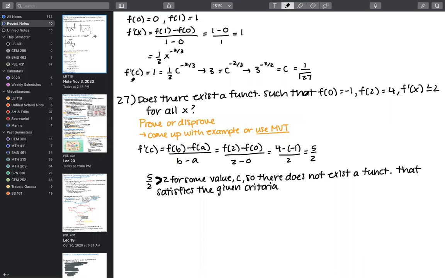But for this one, since 5 halves is greater than 2 for some c value, and we can just say some c value because part of the criteria is that it has to be for all x values, all we have to do is find one c value, one x value that disproves that. So there does not exist a function that satisfies the given criteria. And that would be all you need to do for a problem like this. This part here, obviously, you wouldn't need to include.